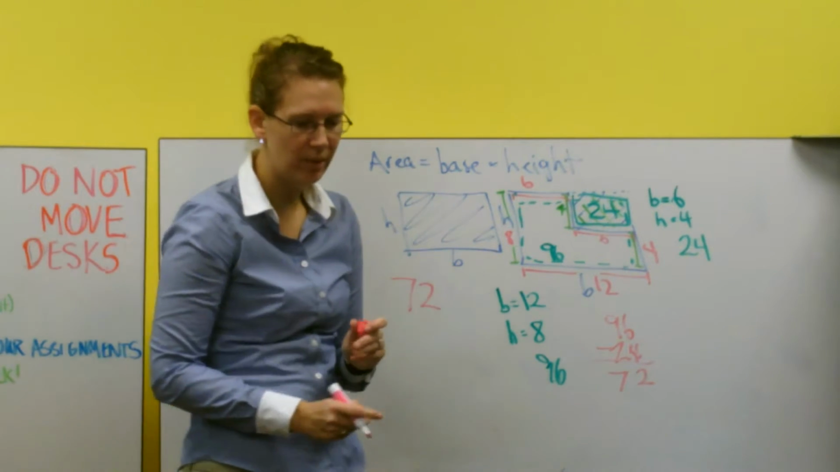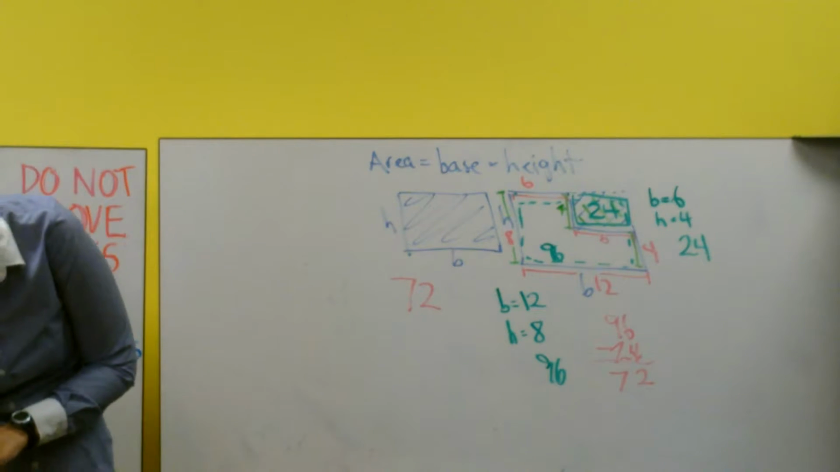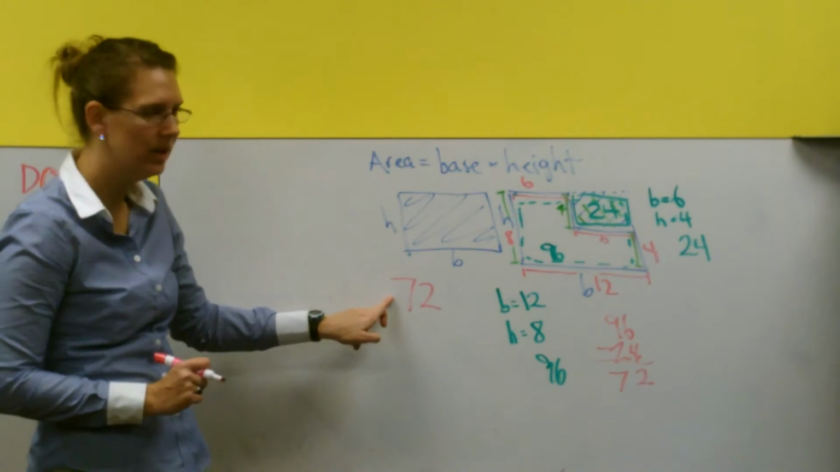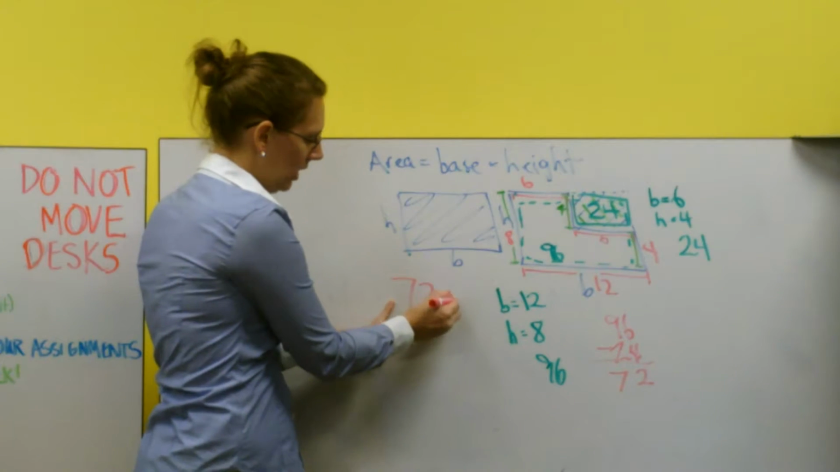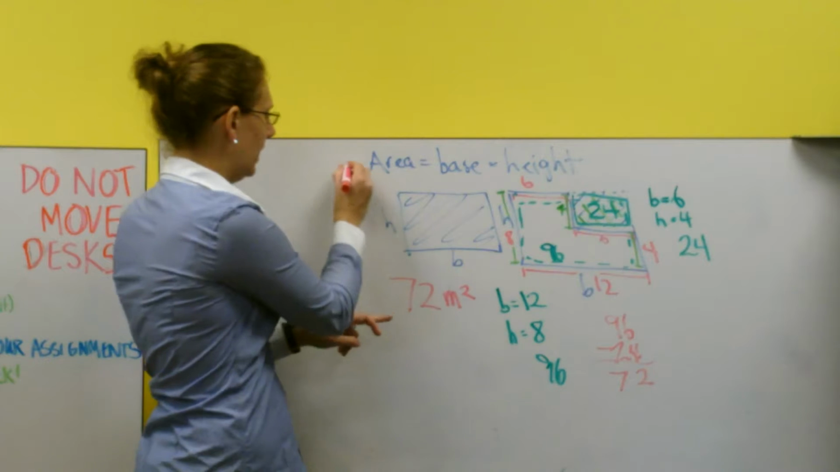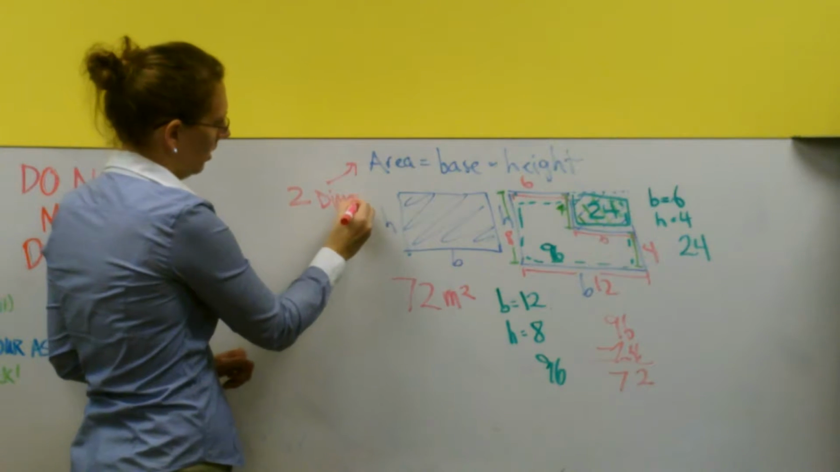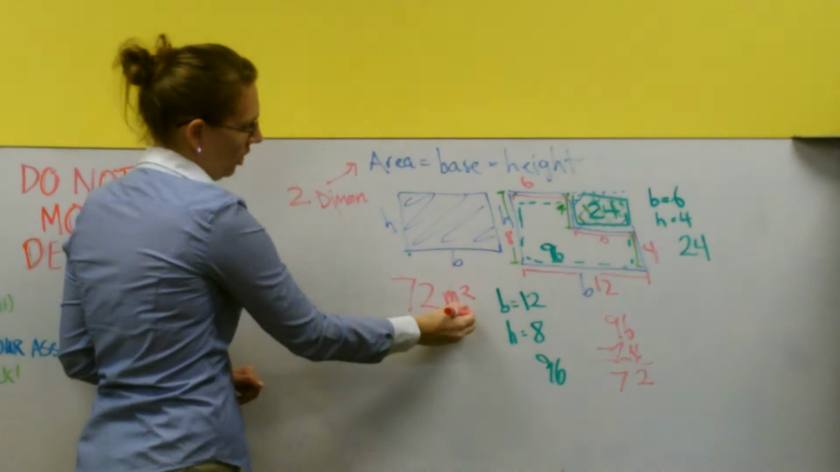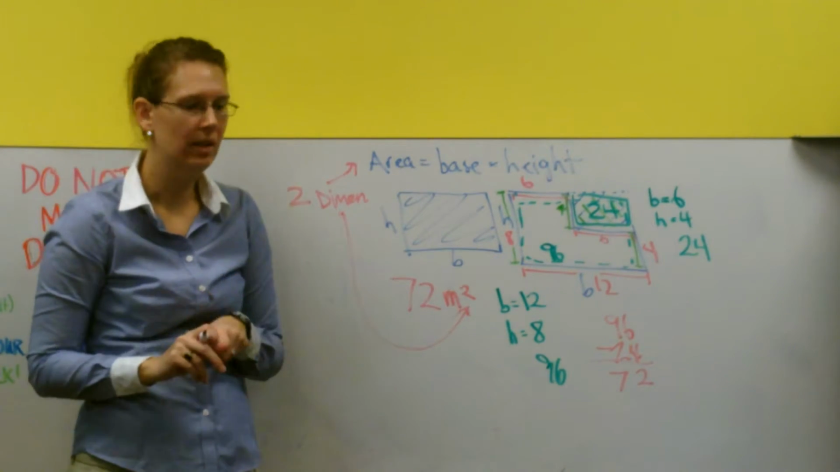And then we got to make sure that we don't leave off its label. And it was given to us in meters. So my 72 is going to have a label of what? Meters squared. Good. Because area has 2 dimensions. So that's why it gets that 2 right there. Does that make sense? Okay.